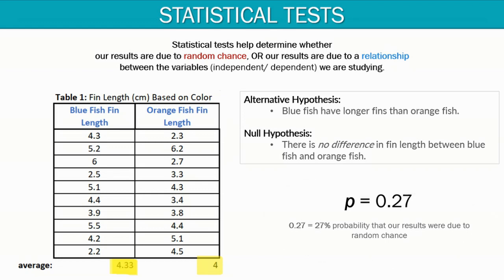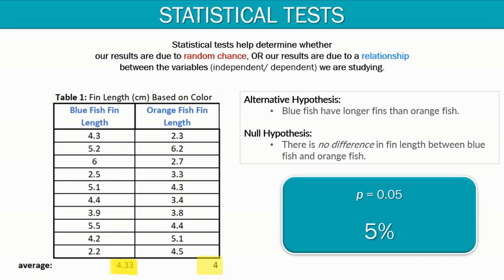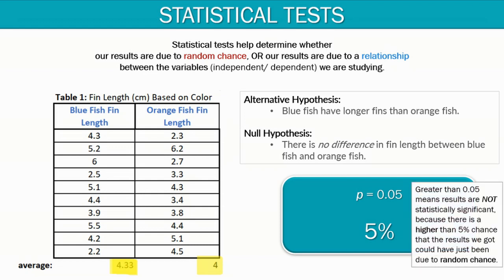In science, we consider that a bit too high to be considered statistically significant. A good rule of thumb is that we never really want there to be a higher than 5% chance that our results are due to random chance. If our results have a p-value of greater than 0.05, that means our results are not statistically significant, because there is a higher than 5% chance that the results we got could have just been due to random chance.